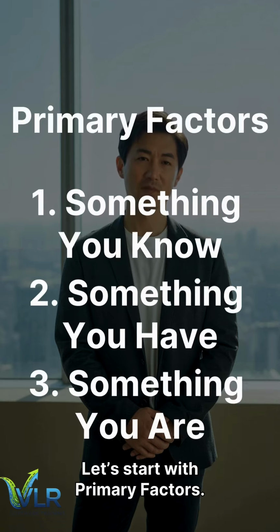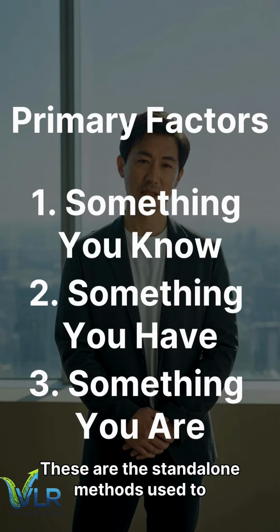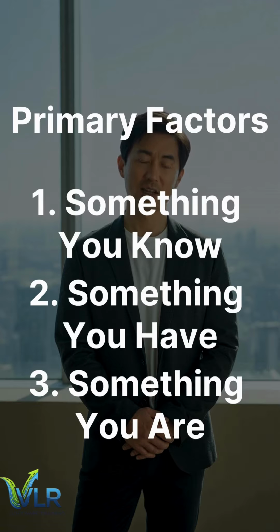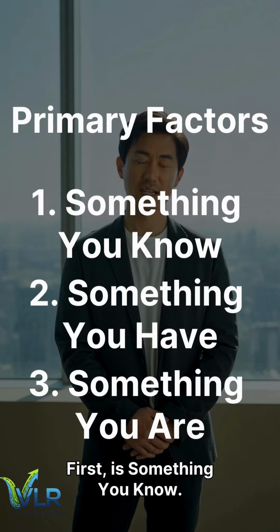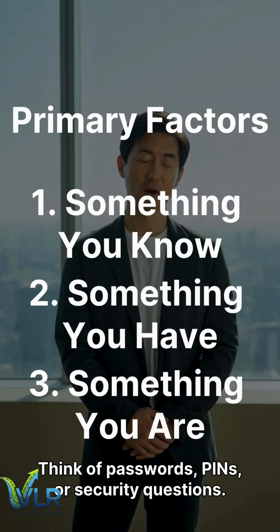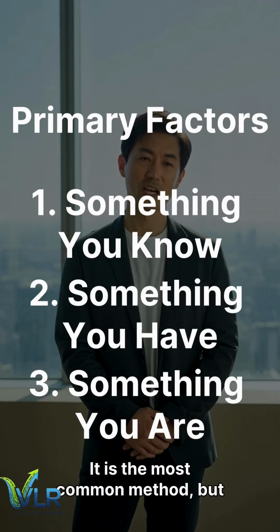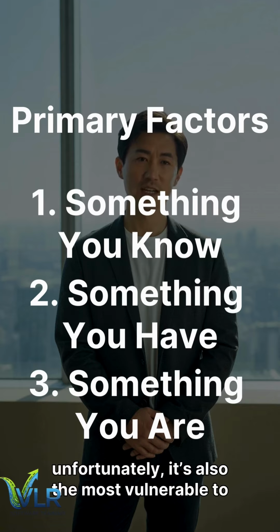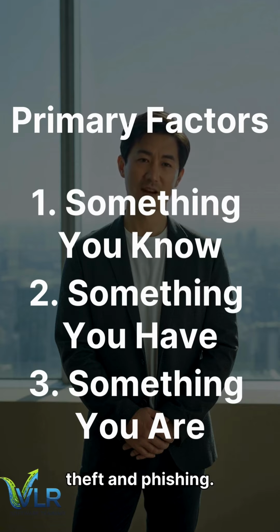Let's start with primary factors. These are the standalone methods used to verify your identity. There are three main types. First is something you know. This is knowledge-based. Think of passwords, PINs, or security questions. It is the most common method, but unfortunately, it's also the most vulnerable to theft and phishing.